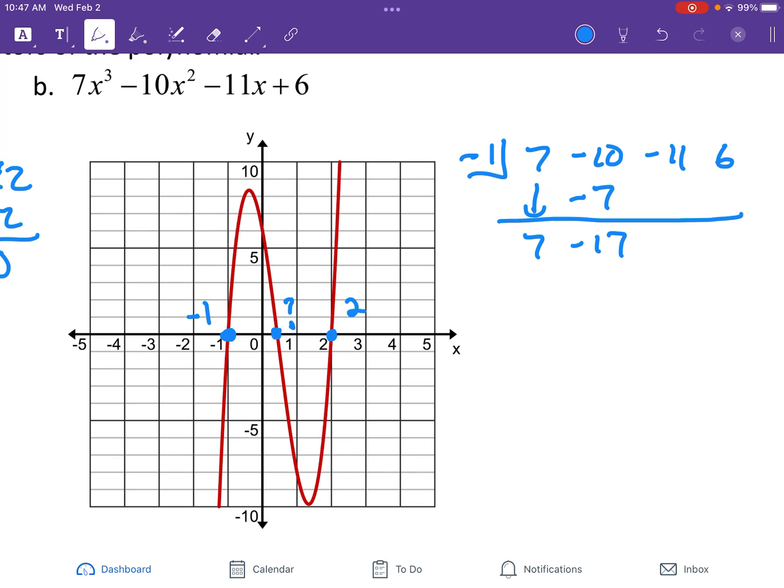Times 1 is, negative 1 is going to be positive 17, which gives me positive 6, times negative 1 is negative 6, okay, which gives me 0. So that worked out nicely. So that was the first term that we did know. So that's the negative 1.